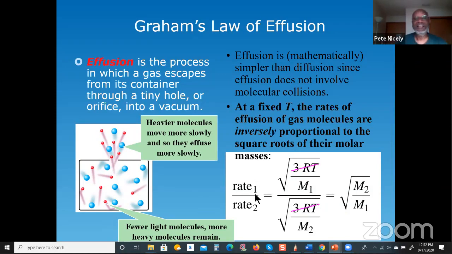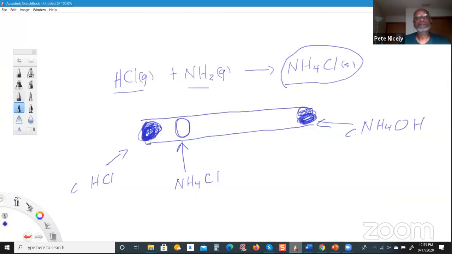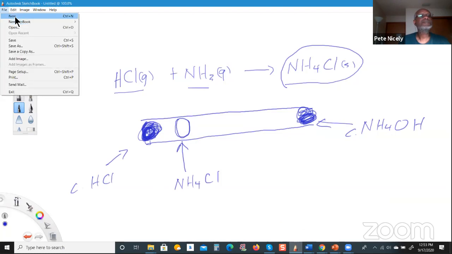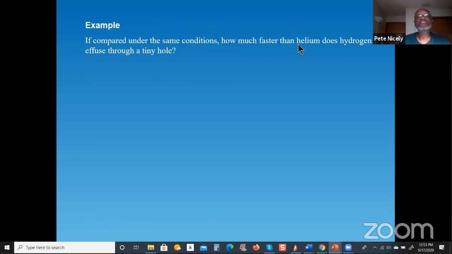Okay, so let's look at an example. This question says, if compared under the same conditions, how much faster than helium does hydrogen effuse through a tiny hole? So basically, what the question is asking for is the ratio between hydrogen and helium in terms of the rate of effusion.